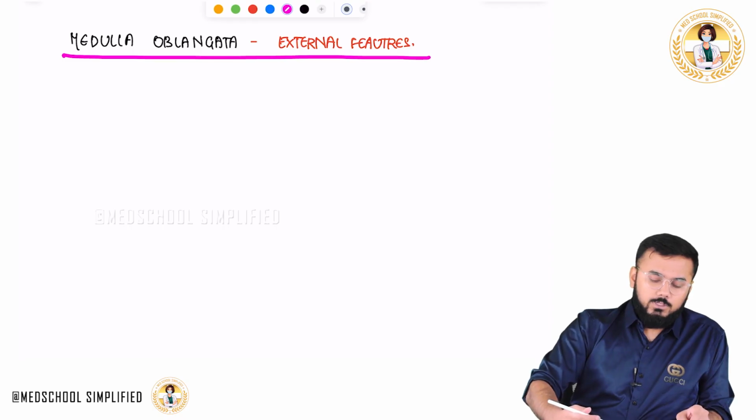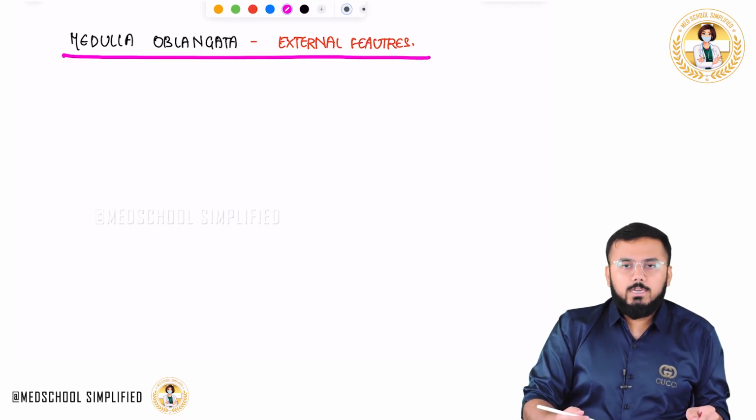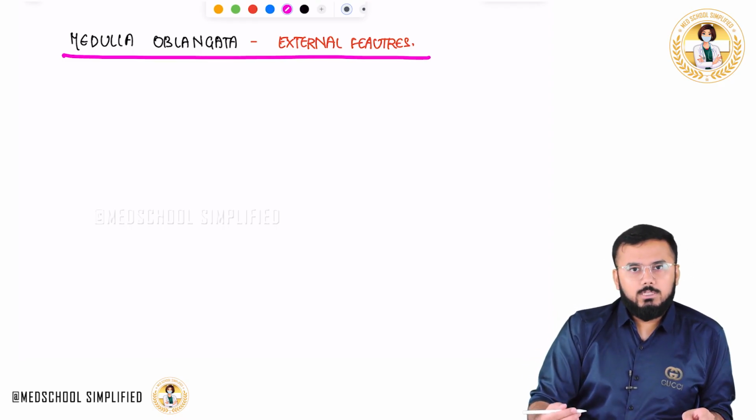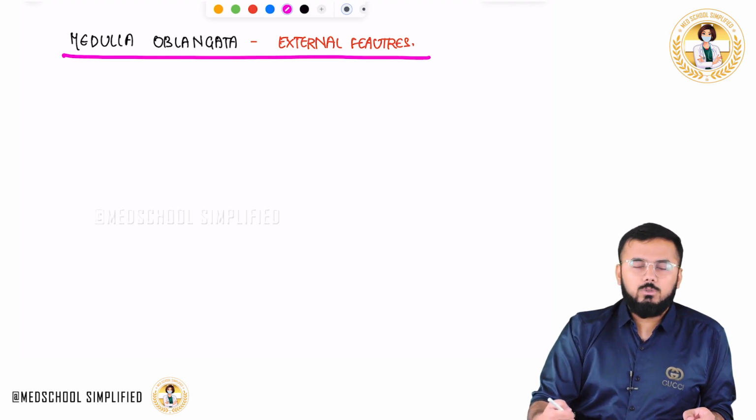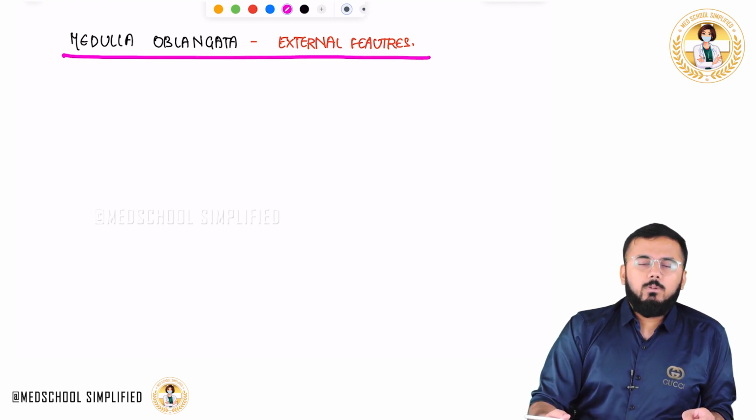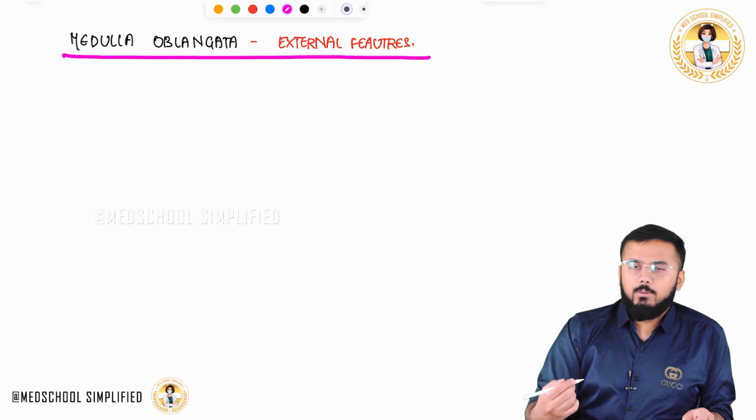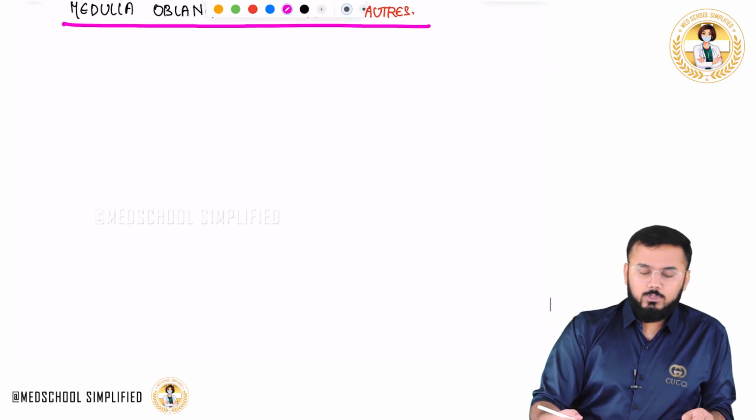First of all, you need to know that the complete medulla oblongata is not in the skull. Half of the medulla oblongata is outside. A little part of the medulla oblongata is outside the foramen magnum also. I hope you know this.